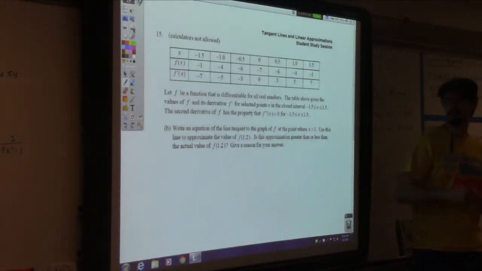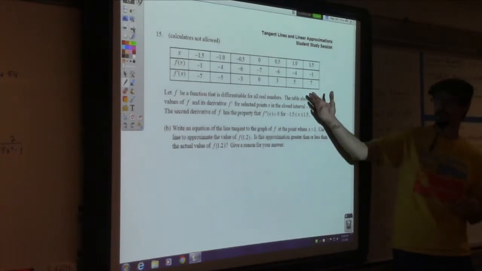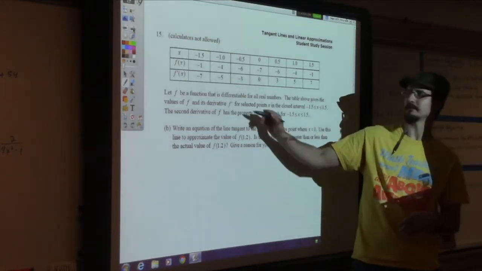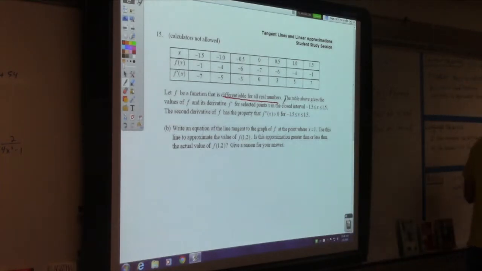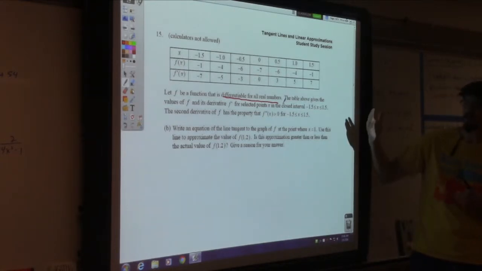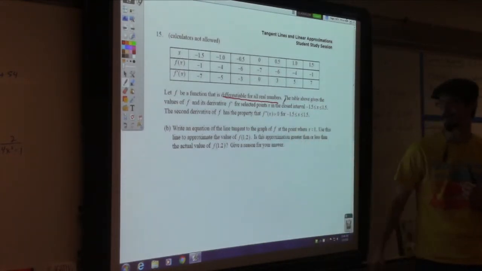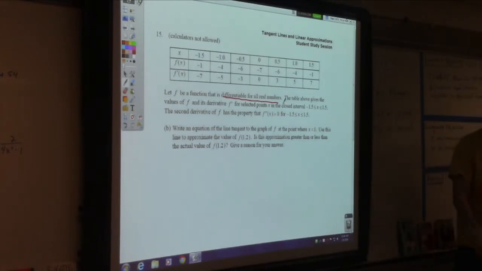We're going to let f be some real function differentiable for all real numbers. That's important. We like that. Just means the derivative exists over everything, so that's always happy. They give us the table above with all the values. They tell us it's over a closed interval. They tell us the second derivative has a property that f double prime of x is greater than 0 over that same exact interval. And we are asked a 3-point question. Number 1, write the equation of a tangent line to graph f at the point where x equals 1.